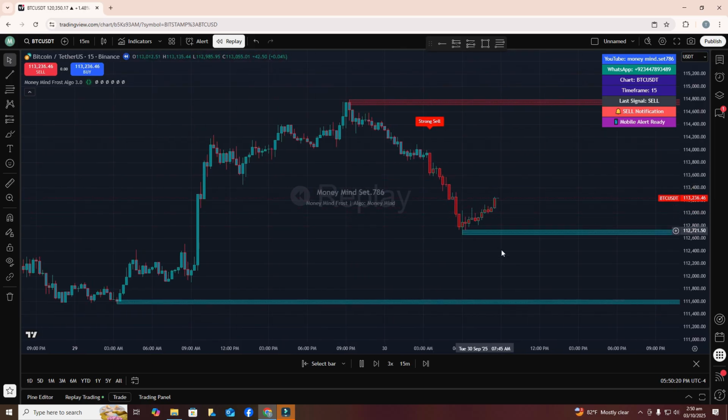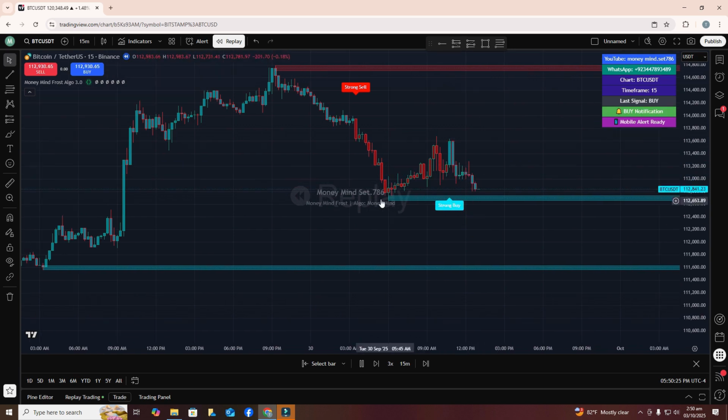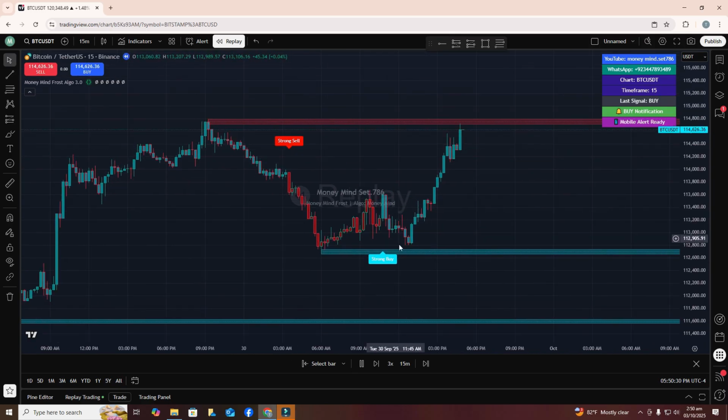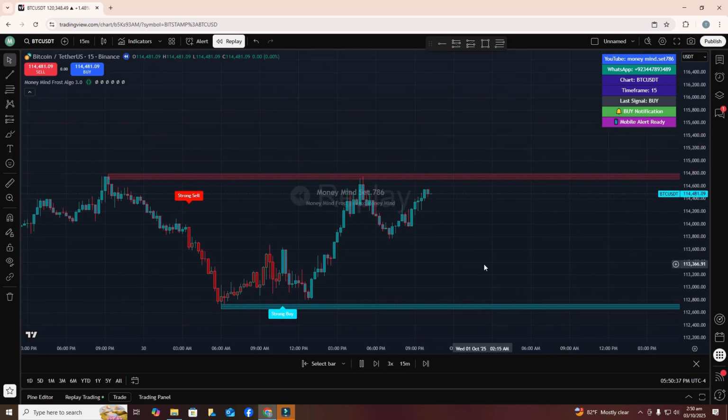On the day after Monday, a short signal appeared and we've already received a win signal. When this area forms, you can book your profit up to here. If you want, a buy signal appeared again. This indicator gives amazing results. You can see the live results for yourself.